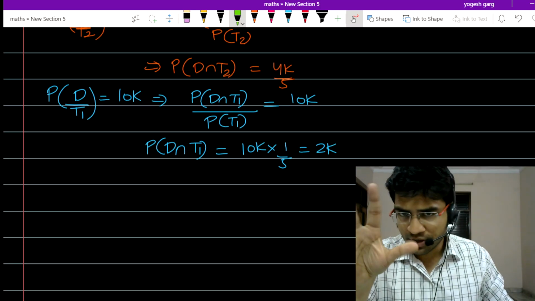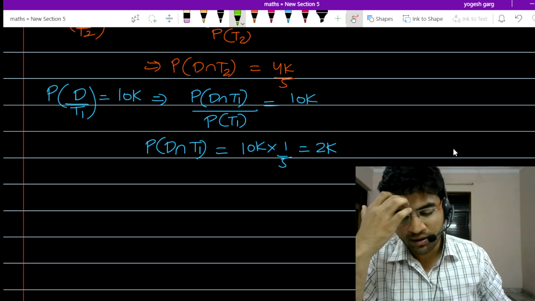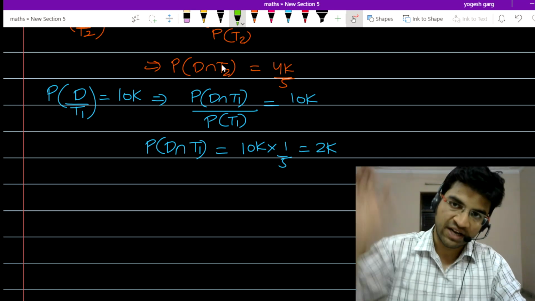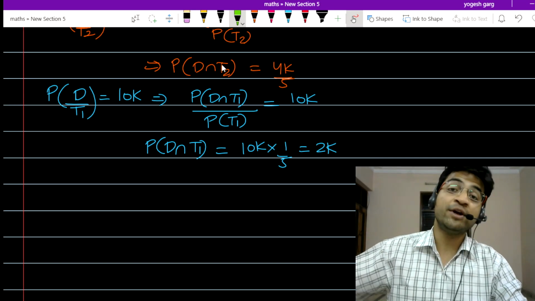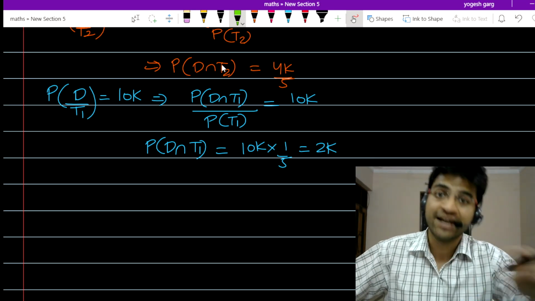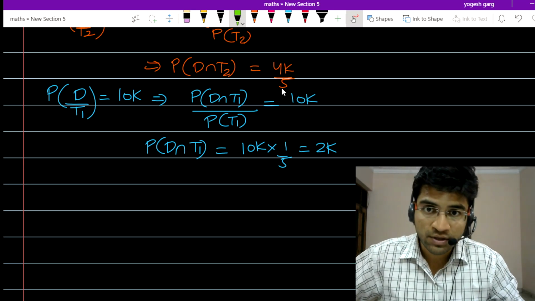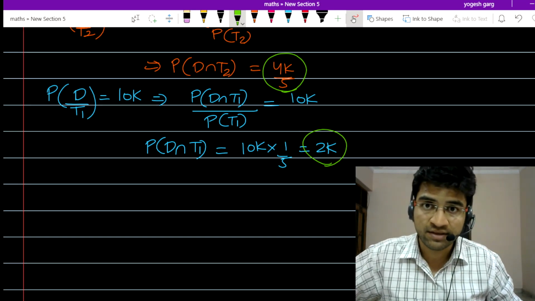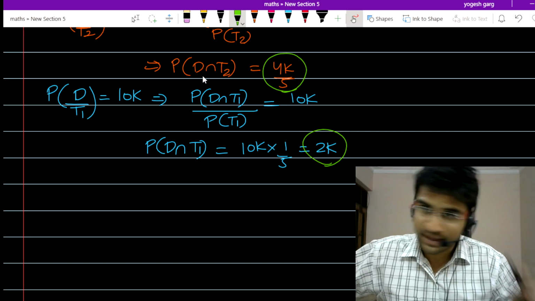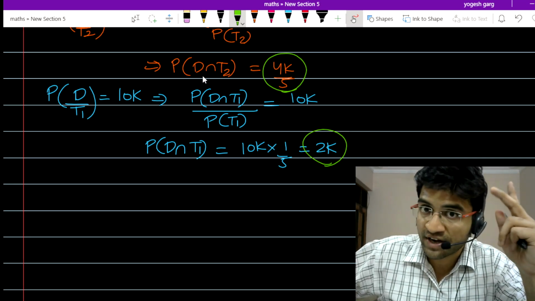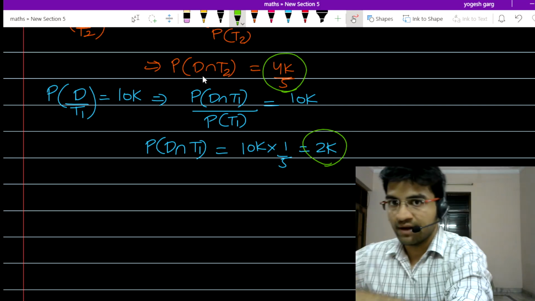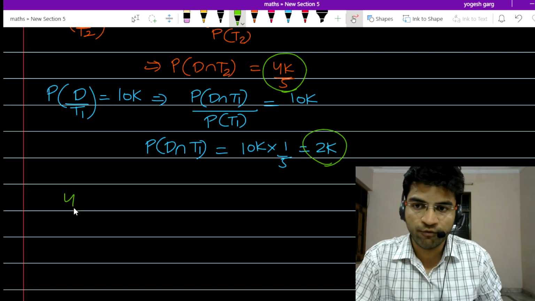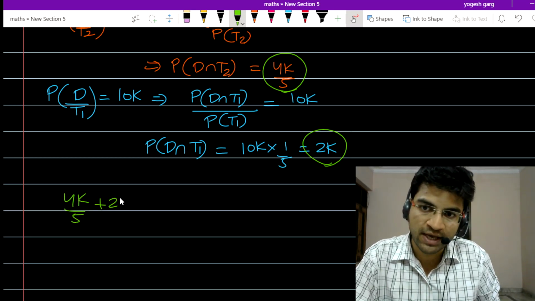Now, as we know, the probability of the computer to be defective is 7 by 100. So should not the probability of D intersection T2, that is, the computer being defective and produced from T2, plus the probability of the computer being produced from T1 and defective, these two, add up to 7 by 100? They should, right? Because there are only two possibilities for the computer to be defective. It can be produced either in T1 plant or T2 plant, right? So their sum should be equal to 7 by 100. So 4K by 5 plus 2K is equal to 7 by 100.